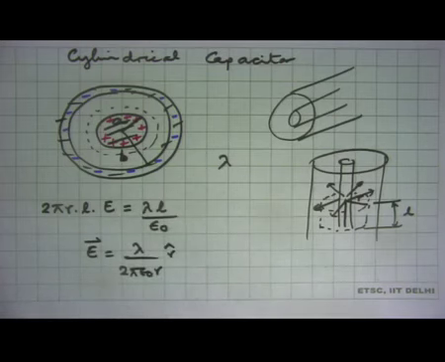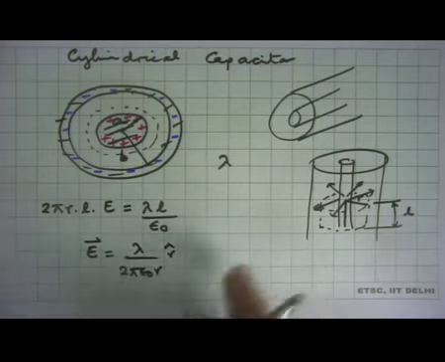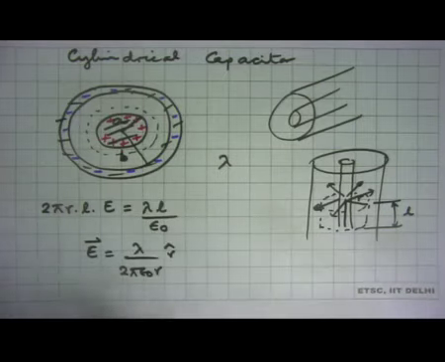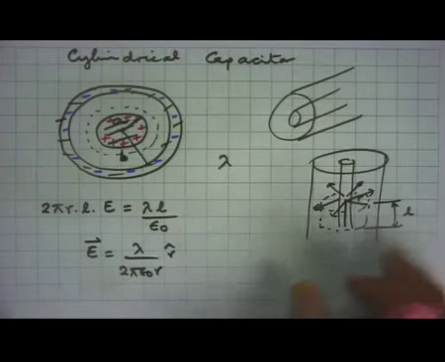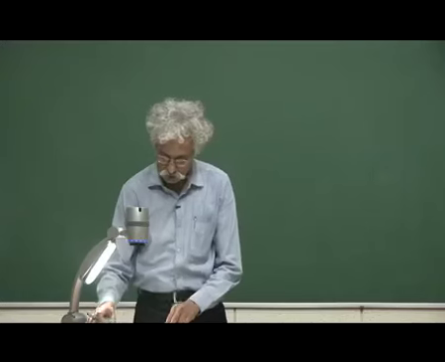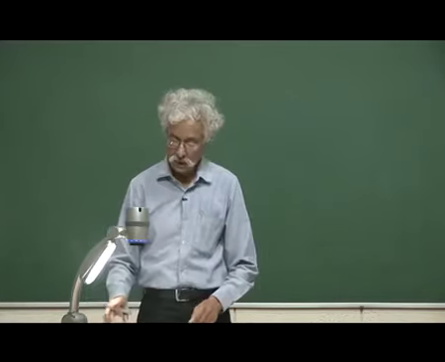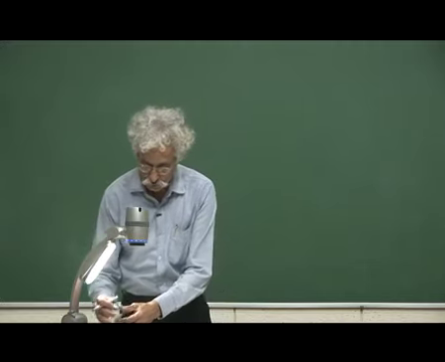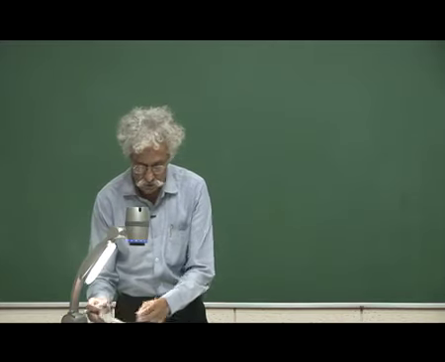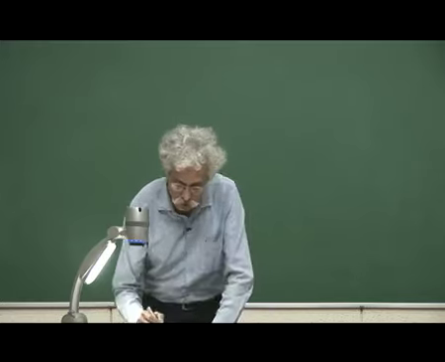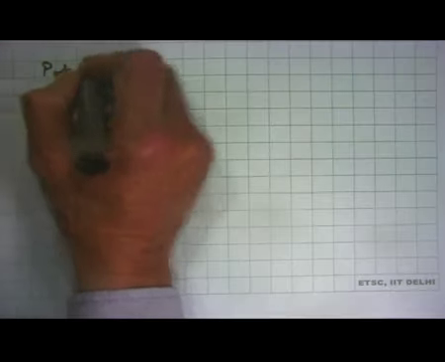That is the electric field of this configuration of one cylindrical conductor surrounded by another cylindrical conductor. Now, I need to calculate the potential difference between the outer and inner conductors. We know how to calculate potential differences. So, let me calculate the potential difference.